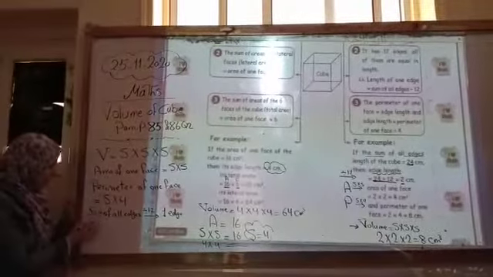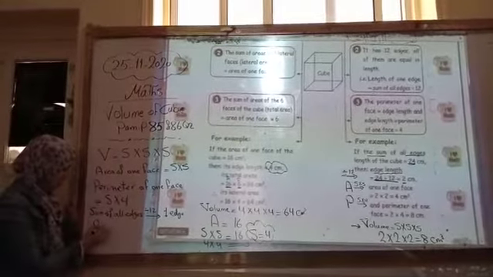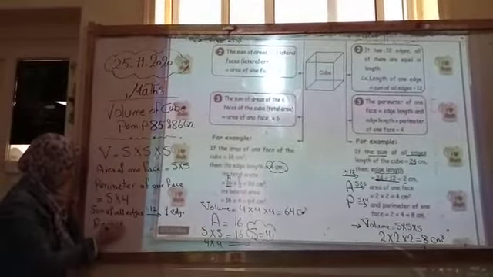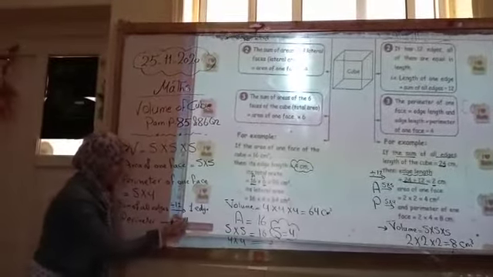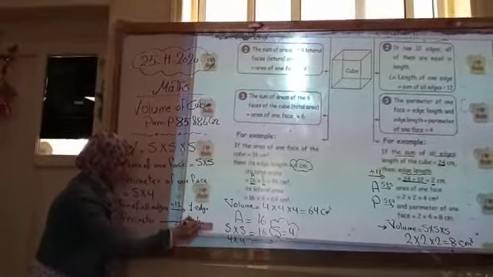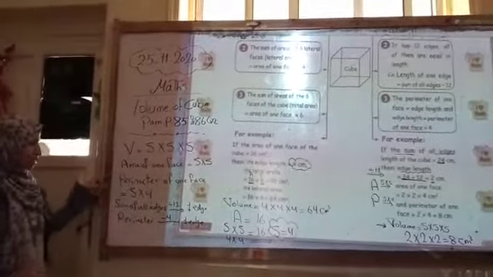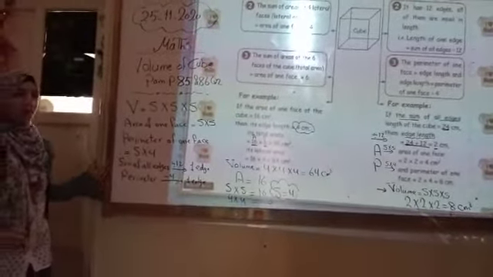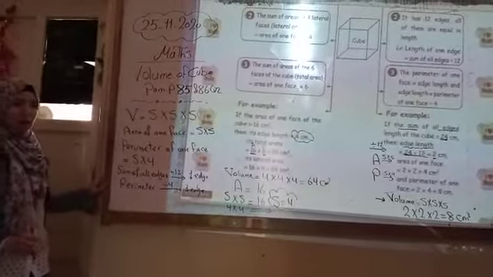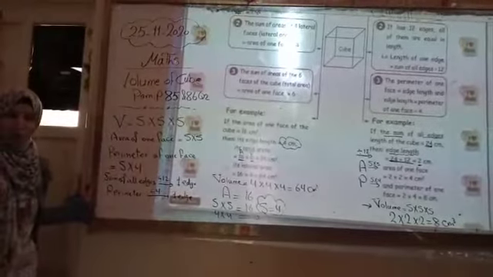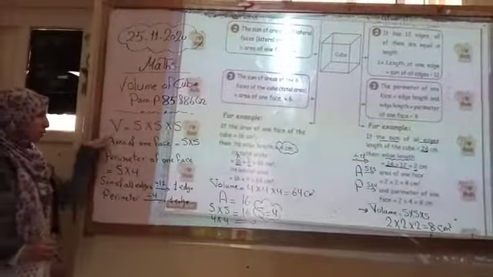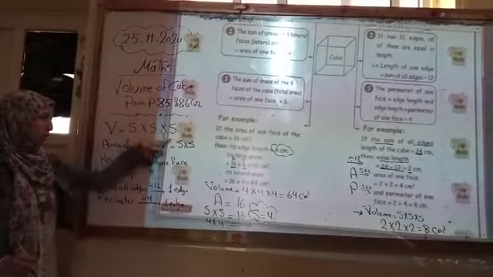If I have the perimeter and I want one edge, we make divided 4. Okay, these are some important rules. They will help us to solve the exercises on volume of cube. Volume of cube: side by side by side.